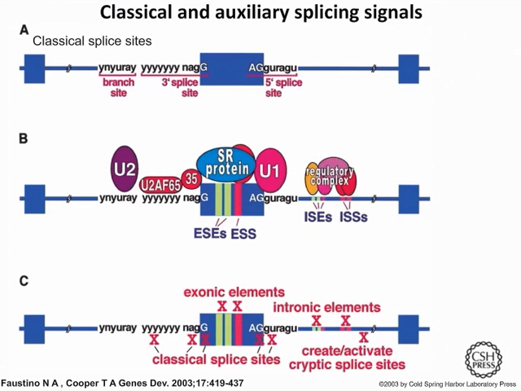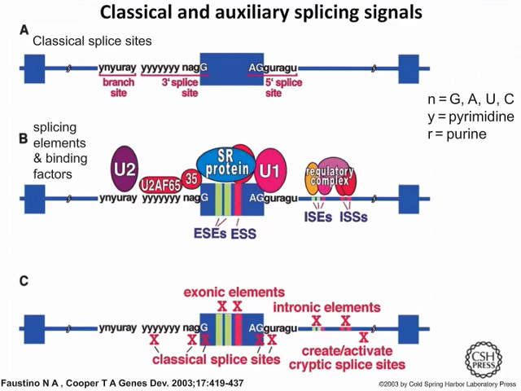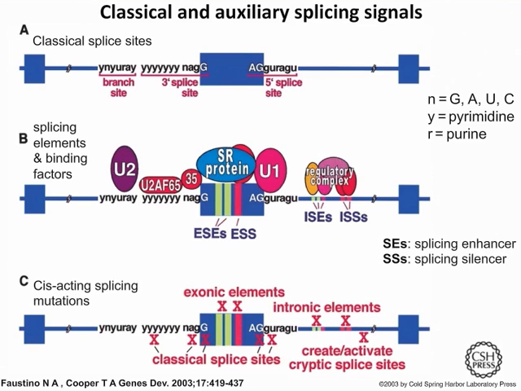So here's a picture of classical and auxiliary splicing signals. In A, we have the classical splice sites. In B, we have splicing elements and binding factors. And in C, we have cis-acting splicing mutations. On the next few slides, we'll talk about the diseases.